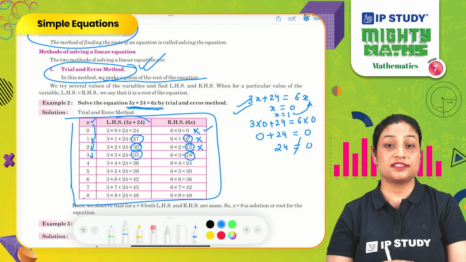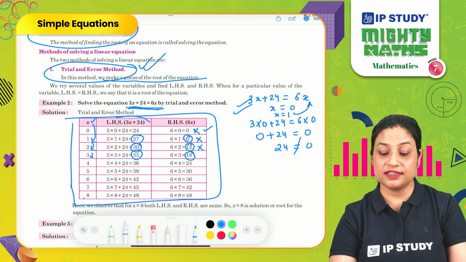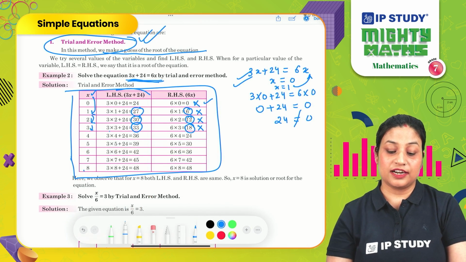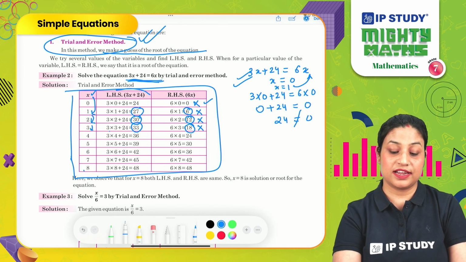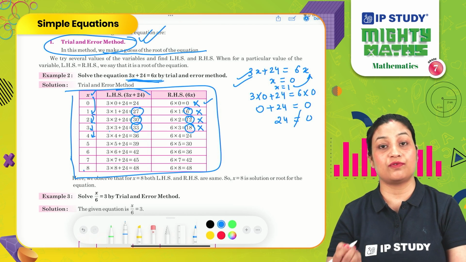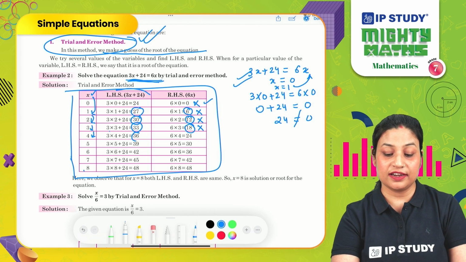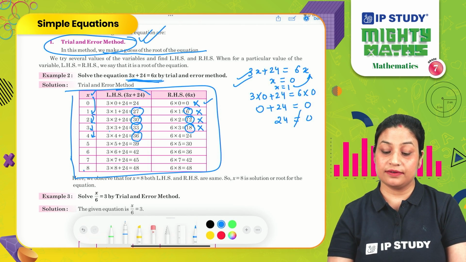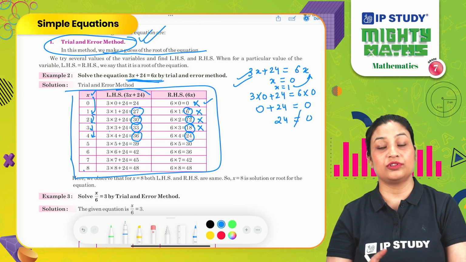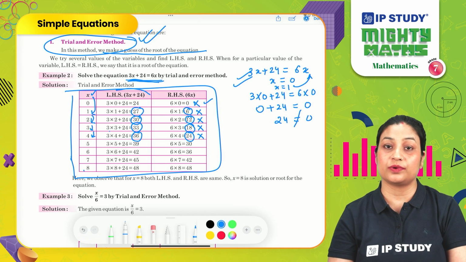Again, since the left hand side is not equal to the right hand side, I will not consider this value. Hence, this value is ignored again. Now, let's move on to the next value. The next value is 4. I will put x equals 4 in the given expression and check the left hand side and right hand side. I get 36 as the left hand side and 24 as the right hand side. Since both values are not equal, we cannot consider this value, so I put a cross over here.